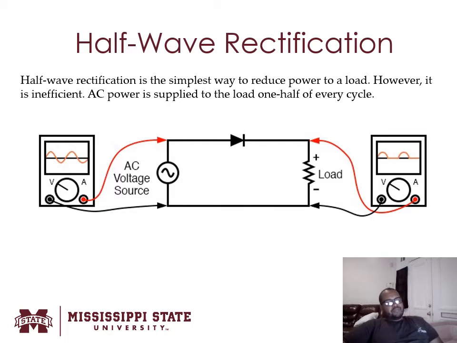All right, so the simplest way to reduce power to a load, right, is to do half-wave rectification, right? But it's inefficient, okay? You have AC power supplied to the load, and as you can see, right, you're only getting 1/2 of every cycle to the load, all right? So it's very inefficient, okay?